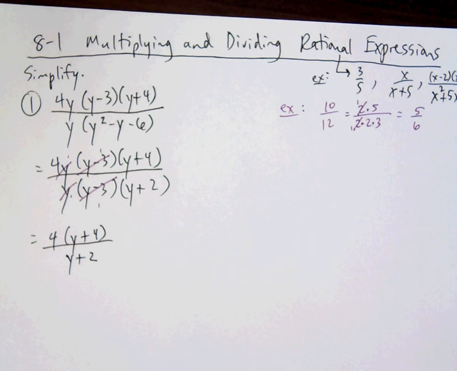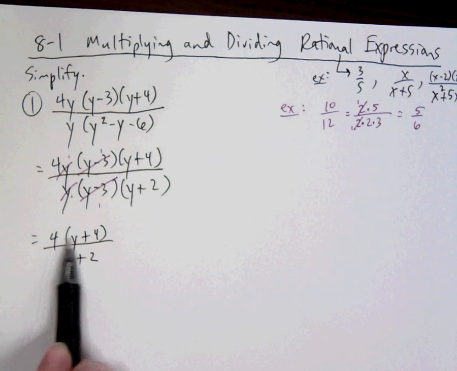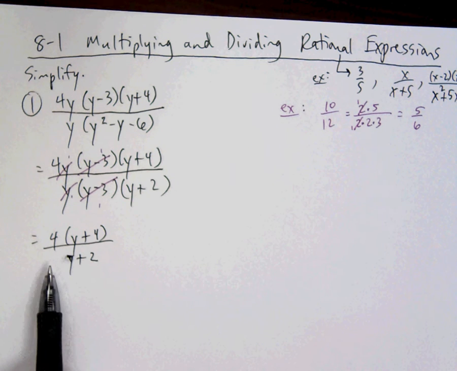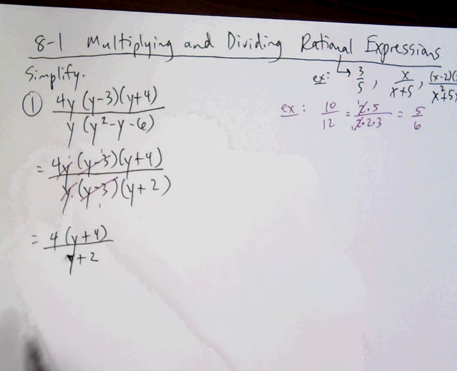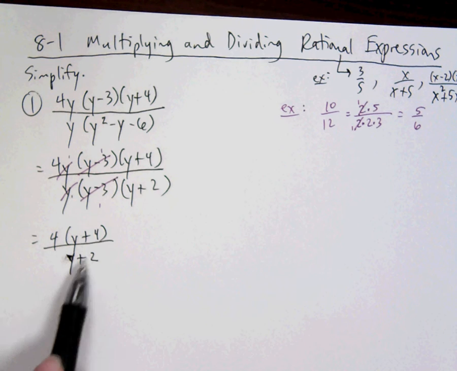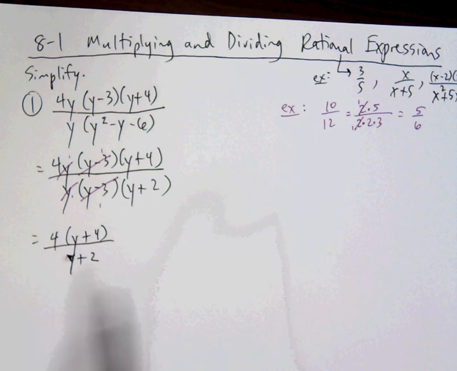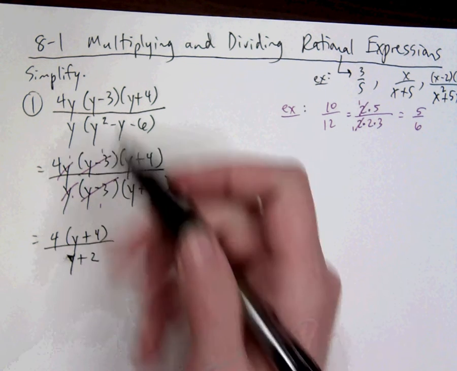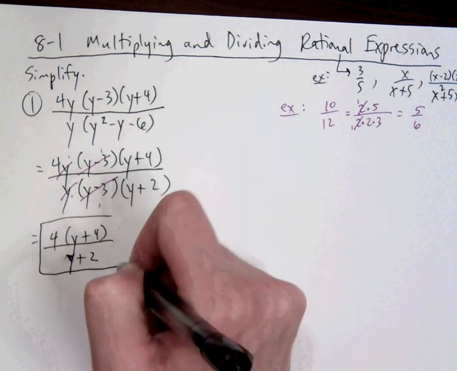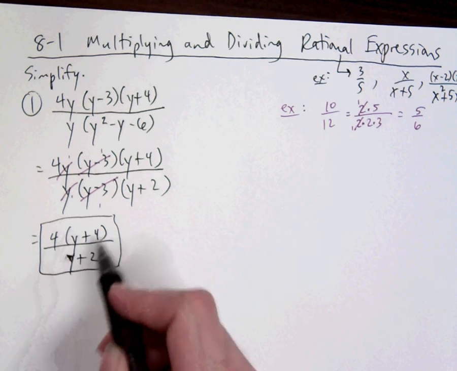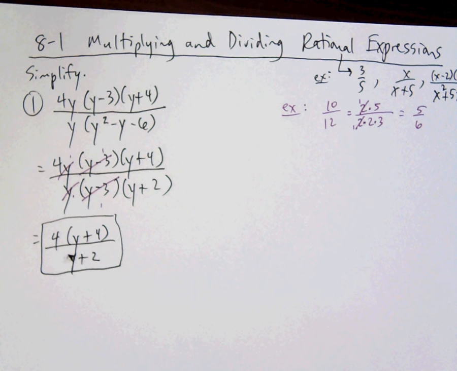And that's it then. Okay, I can't do anything else because this is the only place I'm multiplying up here. I don't have a 4 on the bottom. And I don't have a y plus 2 that matches up, or a y plus 4. So final answer, 4 times y plus 4 over y plus 2. And no, you don't have to distribute this back out. Just leave it in factored form.